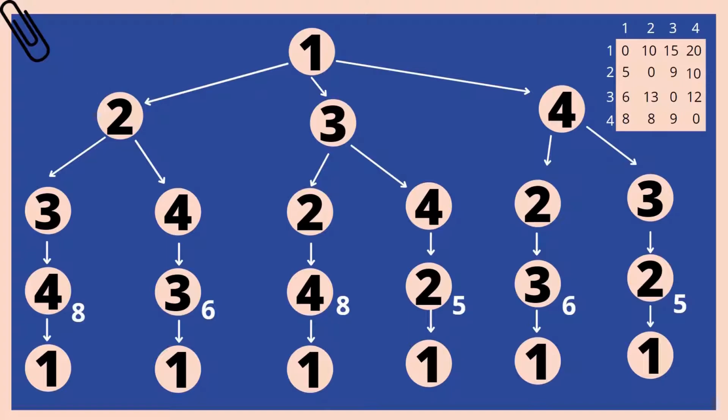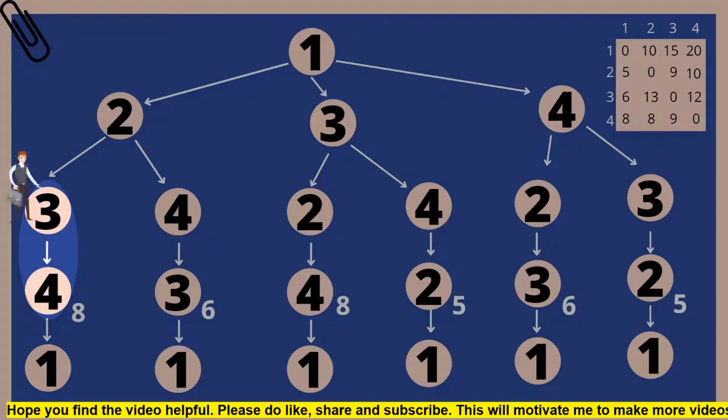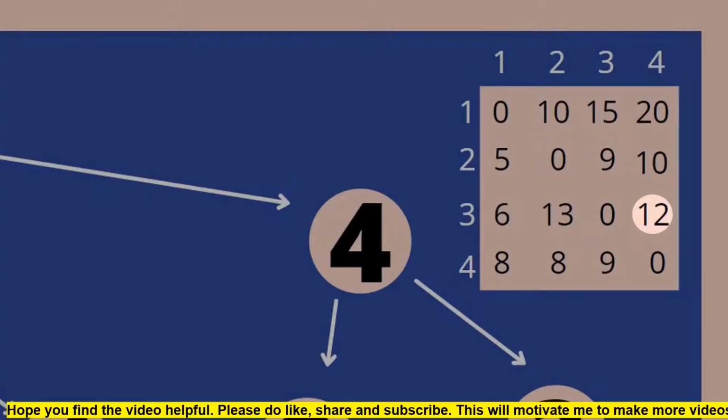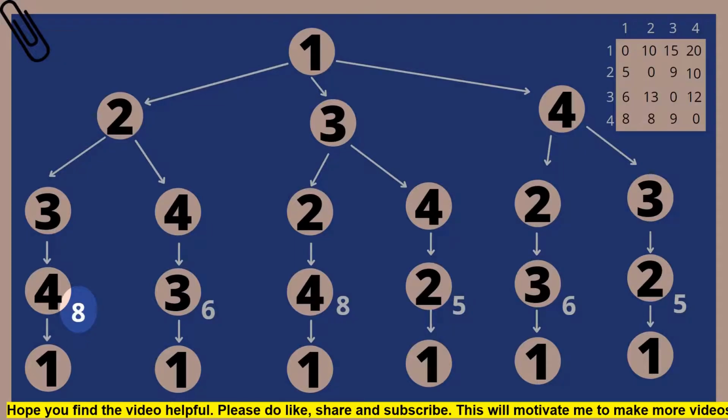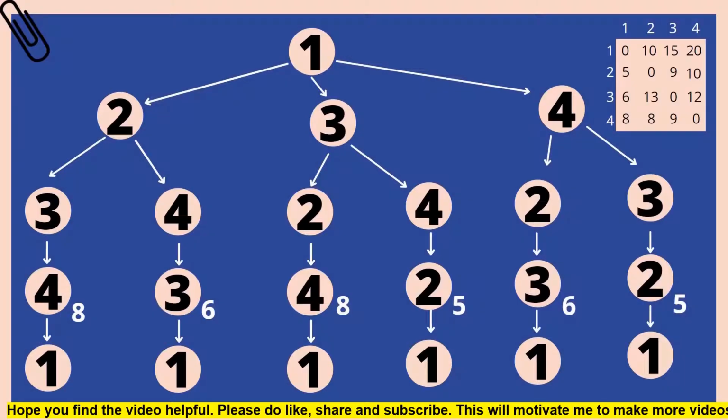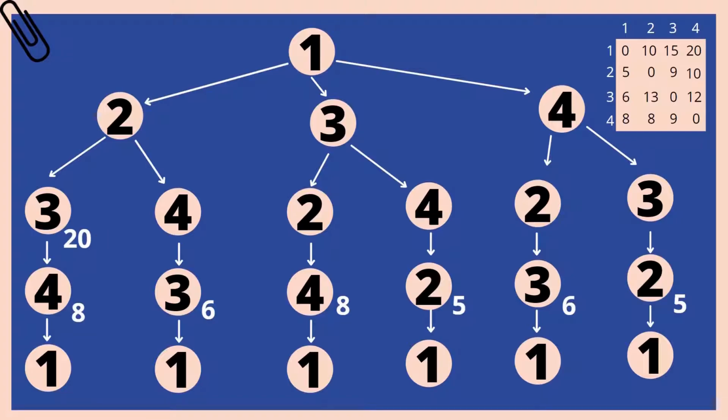Now let's move one level up in the tree. Now we are at 3 and we want to go to 4. The distance from 3 to 4 is 12. And from 4 to 1 is 8. So if we are at 3 and we have to go to 1 via 4, then we have to add those two distances, that is 12 plus 8. Similarly, in the case of 4 also, we will be adding 6 and 9.